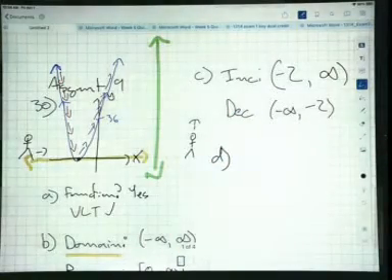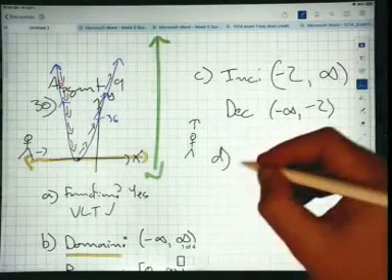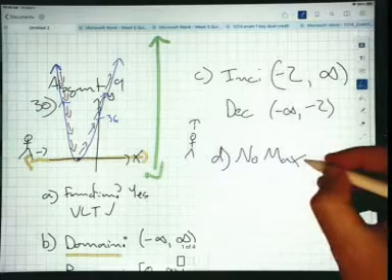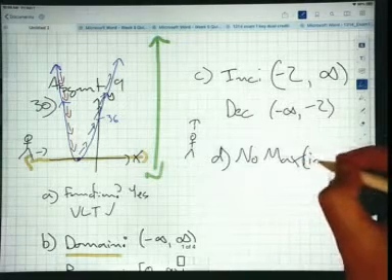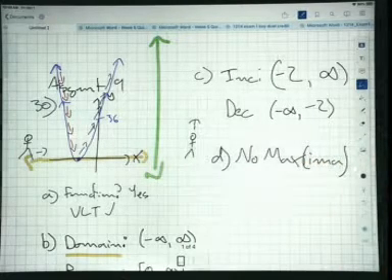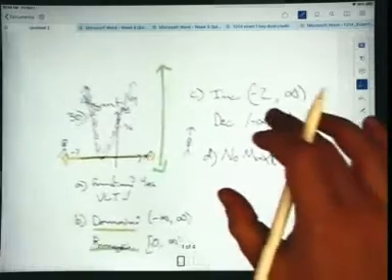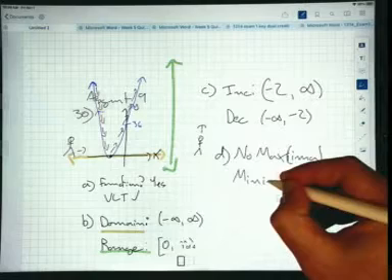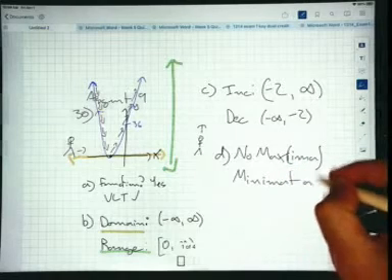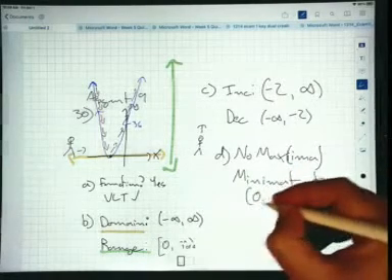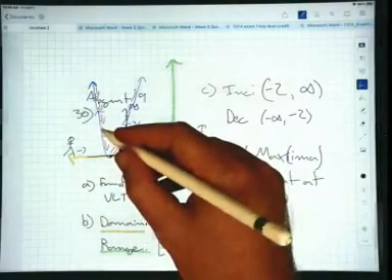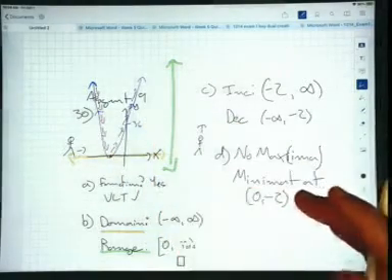D. We have no max, or I really should put maxima. There is a maximum infinity, but there is no maxima. And we have a minima at the point (0, -2). That's where the graph transitions from decreasing to increasing.